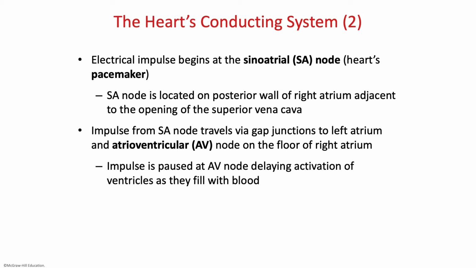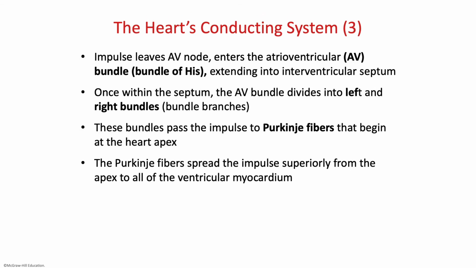So at the AV node, the heart signal is slightly delayed, and we are able to see on an ECG, an electrocardiogram, where that delay occurs. From the AV node, the impulse enters the AV bundle of His, which extends into your interventricular septum, which divides your ventricles. And once within the septum, the AV bundle divides into left and right bundle branches.